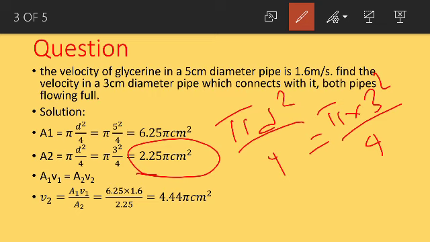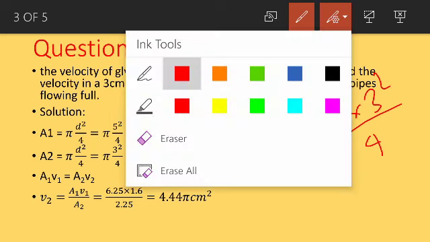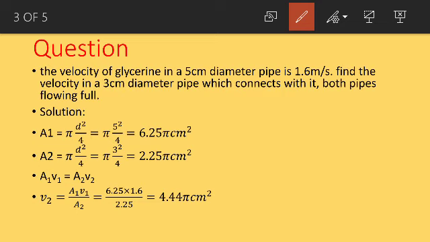Now we did not convert centimeter squared to meter squared because at the end of the day they will cancel each other in the equation. It's a ratio equation, so they will definitely cancel each other. So that leads us back to our formula A1 V1 equal to A2 V2, and we are looking for the final velocity, which is V2.